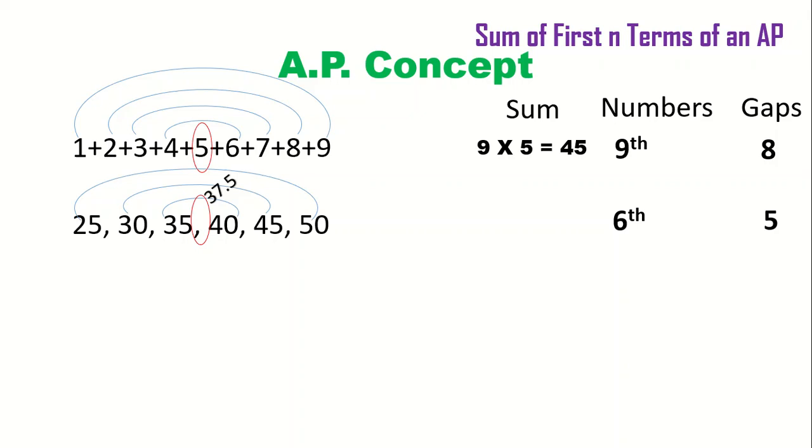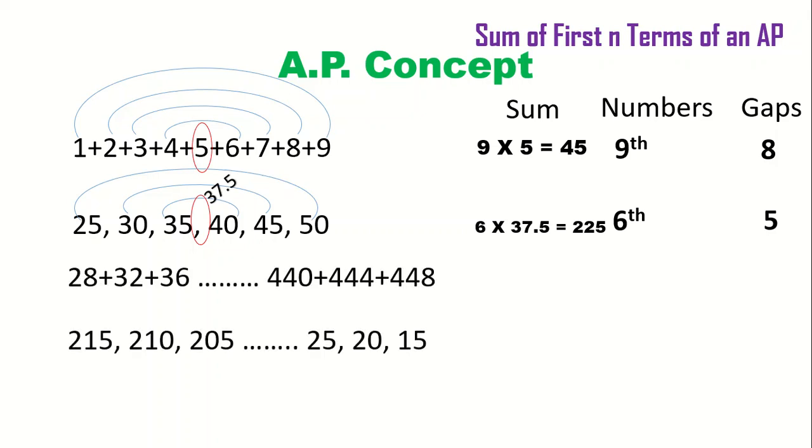So you can take 2.5 from 40 and give it to 35. The same way, you can take 7.5 from 45 and give it to 30, so that all the numbers will be 37.5. So the total number, 6 into 37.5, is 225, which is the sum of the series.